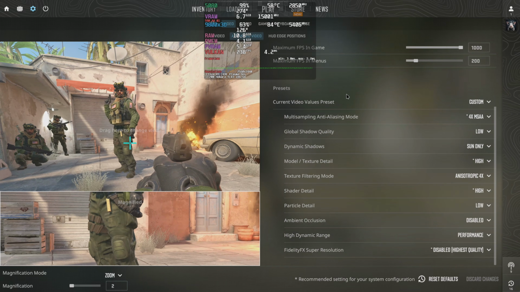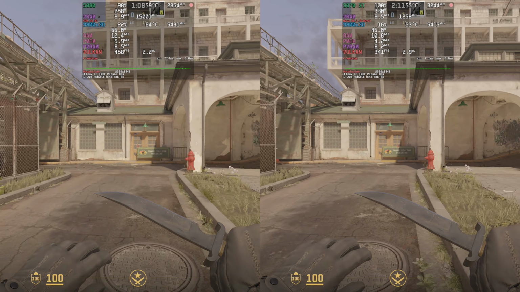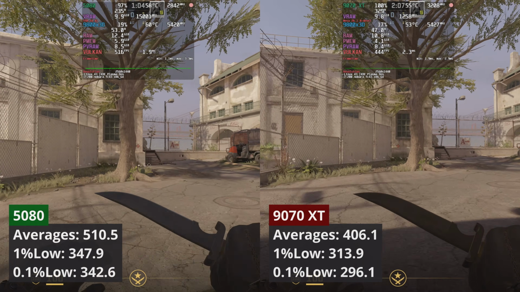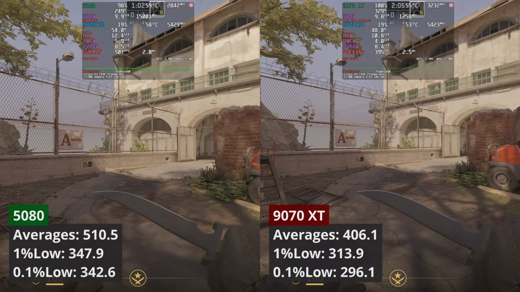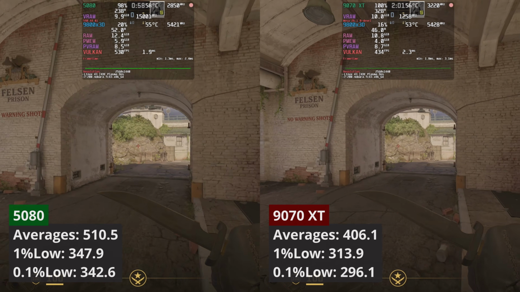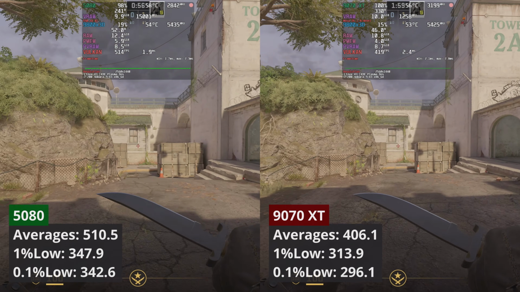At 1440p using custom settings, the 5080 is ahead by around 20% when it comes to the averages, but the gap shrinks to around 10% when we look at the 1% low value. Keep in mind that this game runs native in Linux.